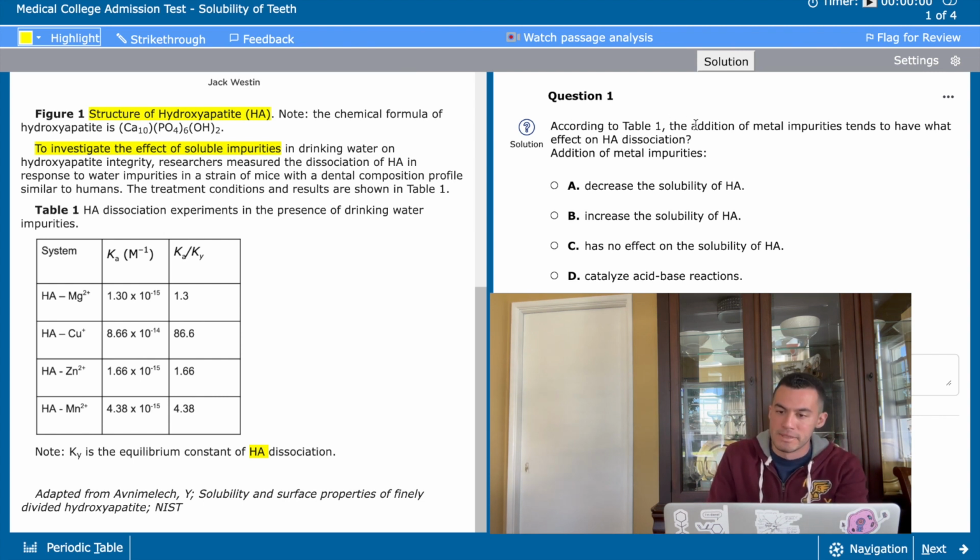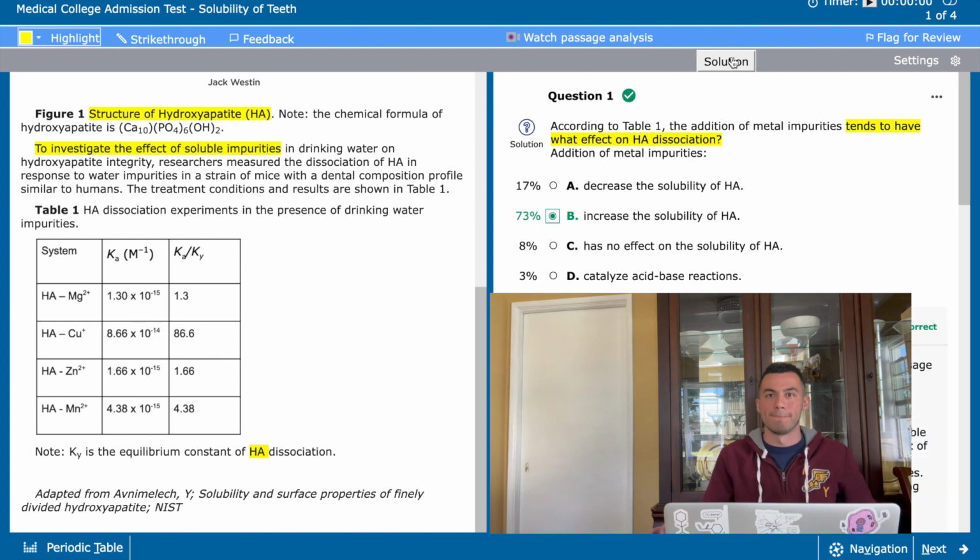According to table 1, the addition of metal impurities tends to have what effect on HA dissociation? Well, we kind of already answered this question, given that Ky is normal HA dissociation. And then when you add metal impurities, the Ka value increases. So we would expect the solubility of hydroxyapatite, aka the tooth, to increase. In other words, the tooth is going to get dissolved. Let's pick answer choice B. Boom. That's what it is.